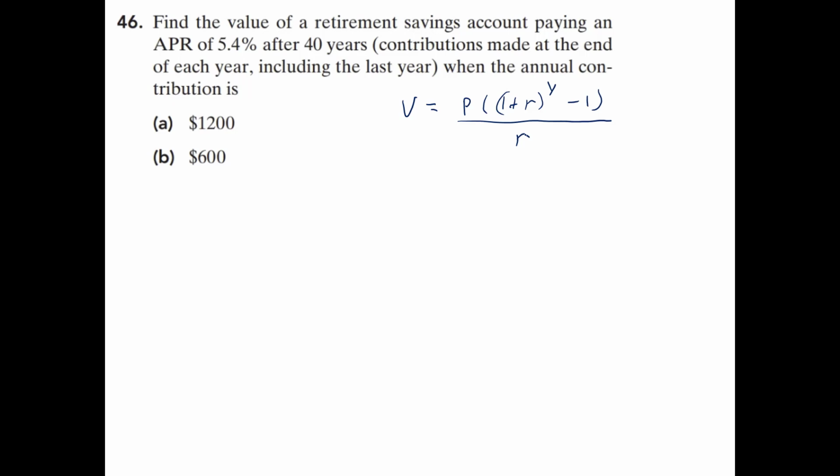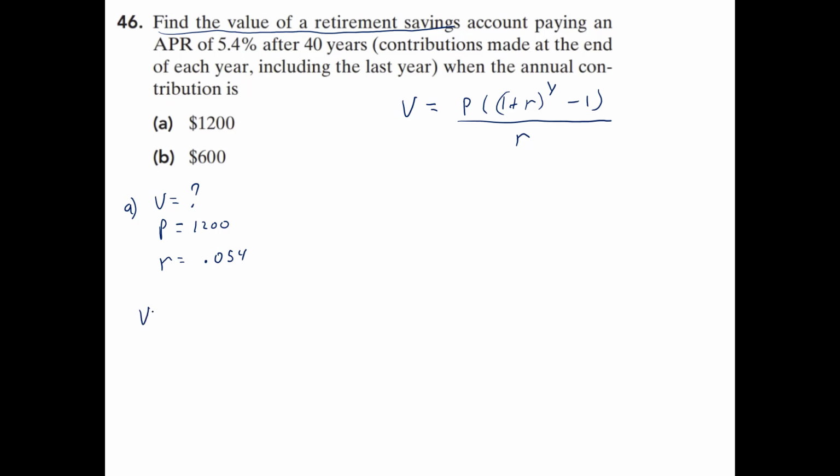So in this formula, in part A, your V is what you don't know. Find the value of the retirement, so V is what you don't know. P is you are making annual contributions of $1,200 starting at the end of each year. R is our annual interest rate, but again, that needs to be written as a decimal, not as a percent, so 0.054. And then we're ready to go.